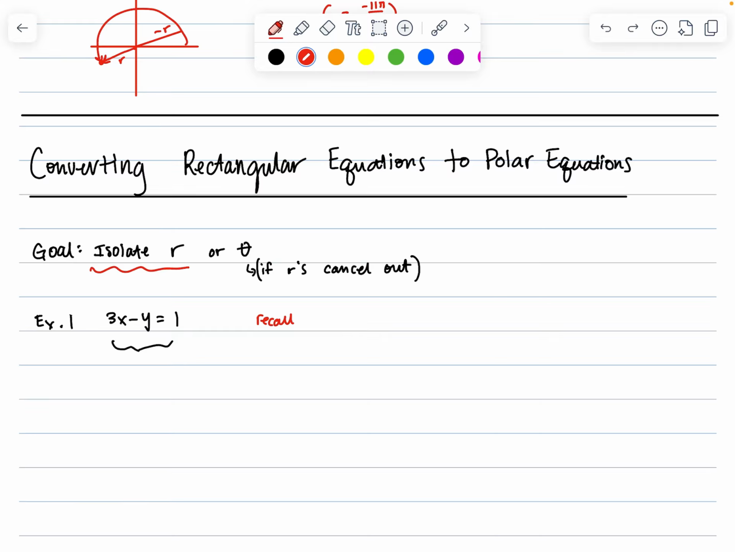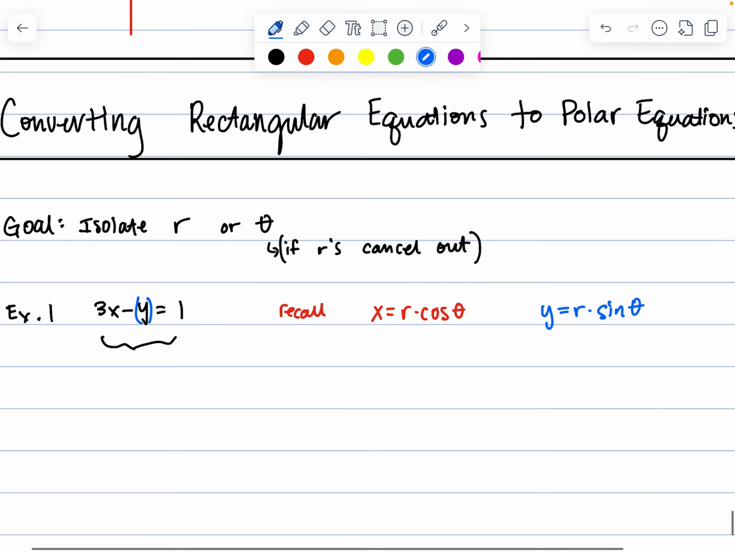Okay, so we do need to recall a couple of things, for instance, our equations for converting. In this particular case, we have x and y. x is equal to r times cosine theta, and y is equal to r times sine theta. Anytime you have a rectangular equation, anytime you have an x or a y, you can substitute those x and y's with r cosine theta and r sine theta.